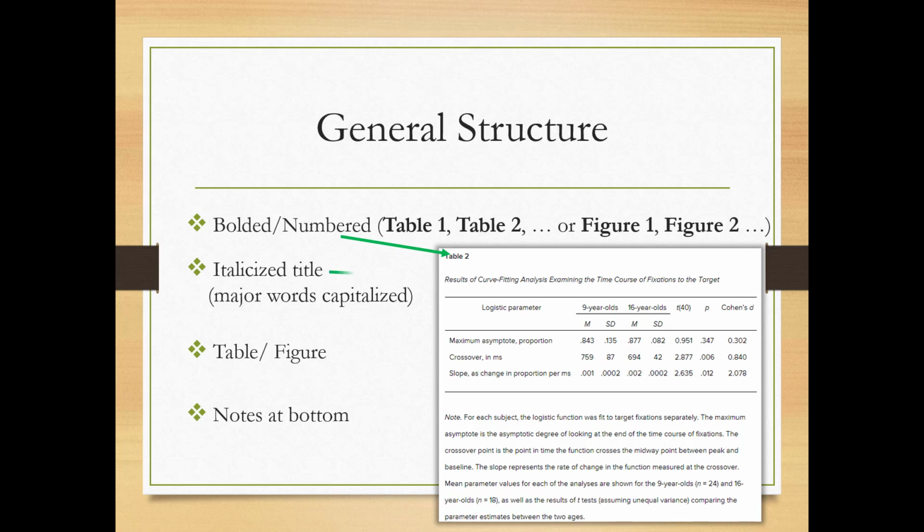Below that, after a couple double line spaces, is the italicized title. And you will notice that each major word is capitalized here, and everything is italicized. And so here is the title for the table or figure. The body of the table and figure go here in the middle. And then there are notes at the bottom.